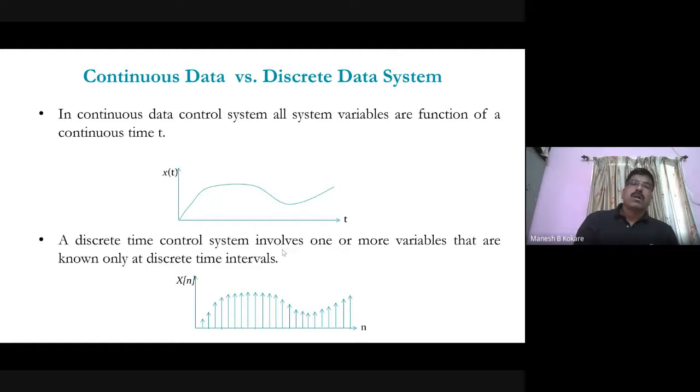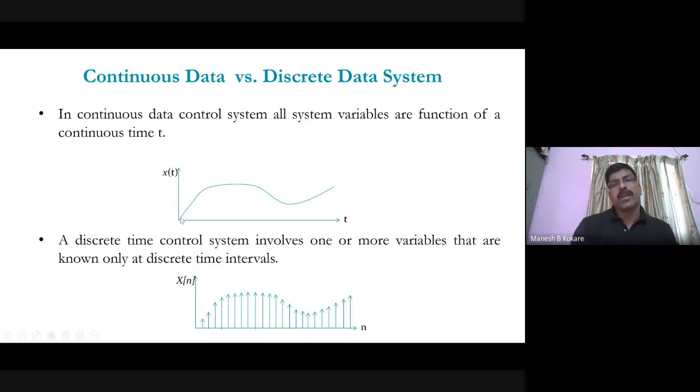Now the fourth classification where we'll see the difference between control systems is continuous control systems and discrete control systems. In a continuous data control system, all the system variables are continuous functions of time.